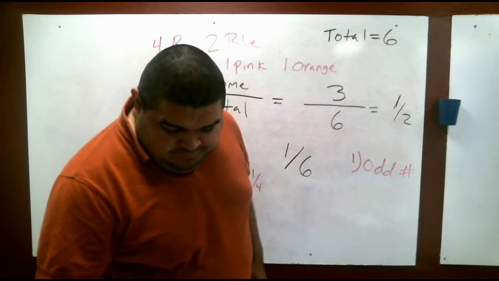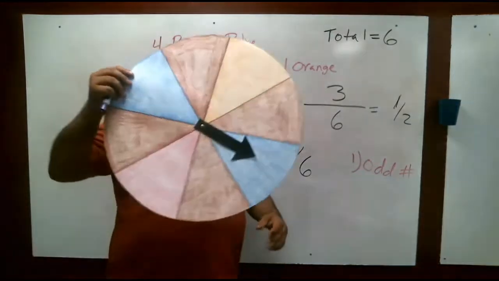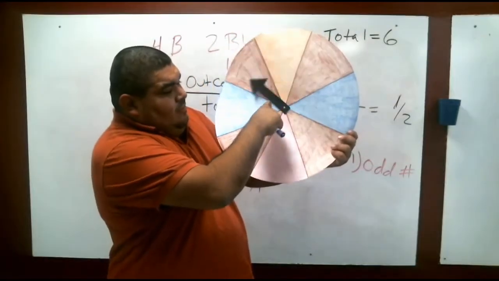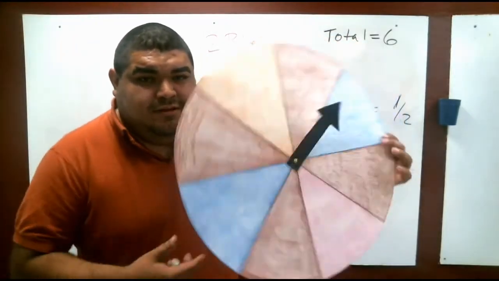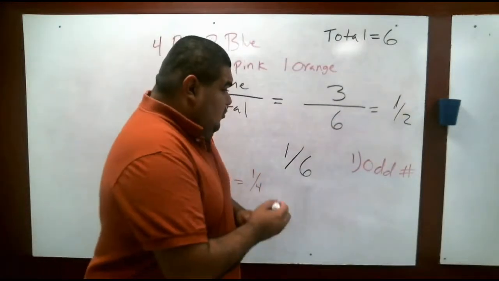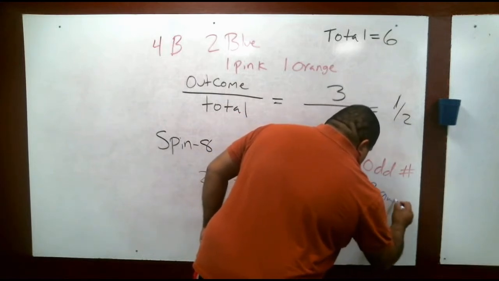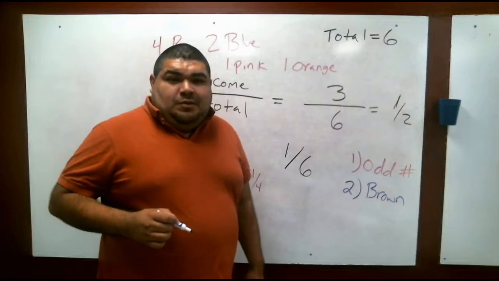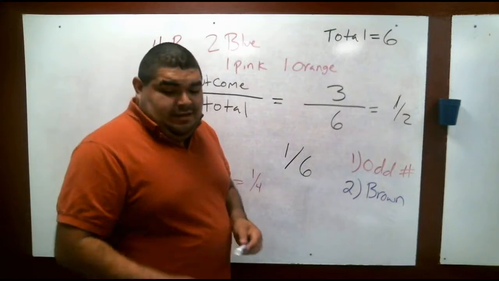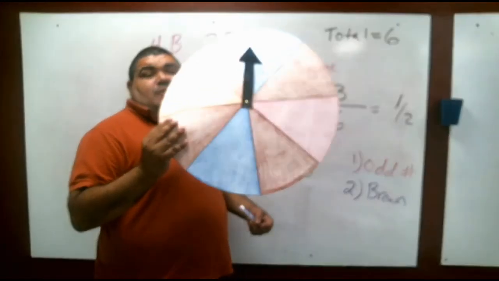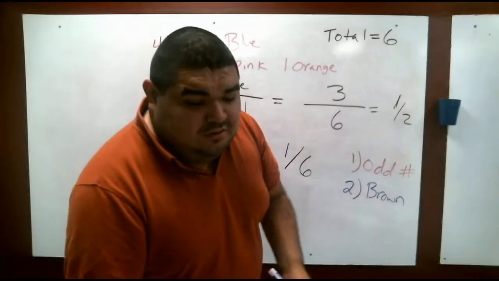Number 2, what is the probability that on the spinner, okay, the spinner right here, might land on a brown? Okay. So number 2, okay, so brown. And the last one is, what is the probability, again, the spinner, that if you spin it, it will land on pink? Okay, so the last one is pink.